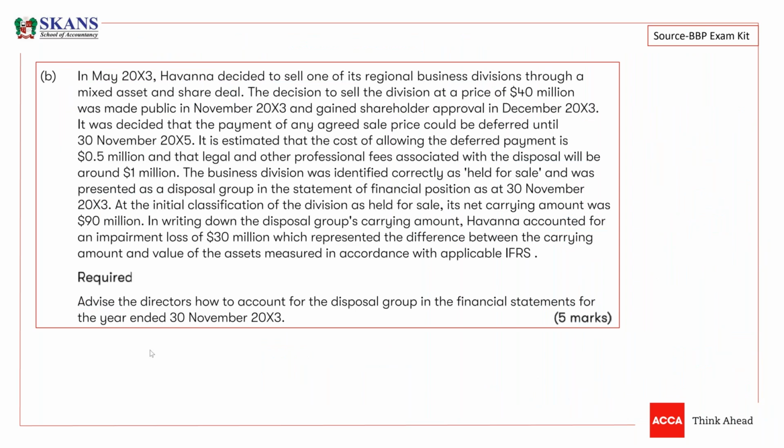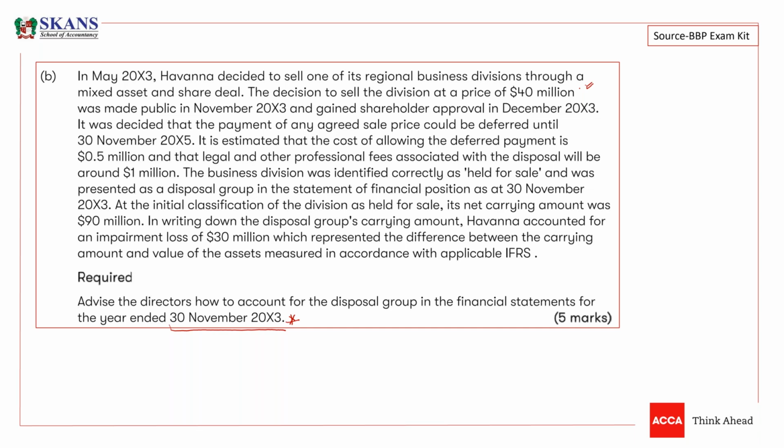In May 2003, again a question from the BPP exam kit, basically a past paper question. What is our year end? Listen carefully. Our year end is 30th November X3. In May 2003, H decided to sell one of its regional business divisions through a mixed assets and share deal. The decision to sell the division at a price of 40 million was made public in November 2003. So in November, you have made it clear that we want to sell this at 40.